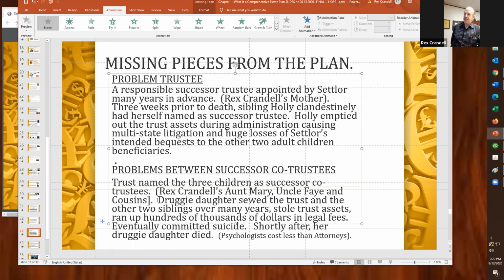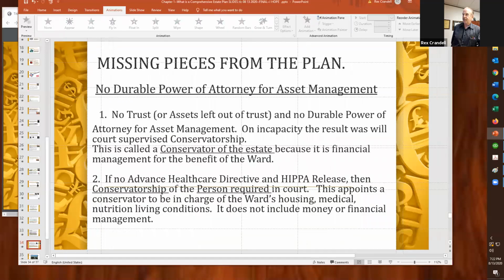Oftentimes, trust and estate disputes have to do with family problems. You took my bicycle when I was 6 years old and was mean to me or something. And so they've got this pent up frustration that comes out after the parents pass away. And the advice here is that psychologists are way less expensive than attorneys. So if you can get the family problems resolved in a psychologist's office, it's much better than in a probate court.